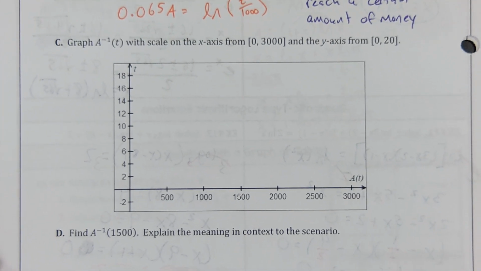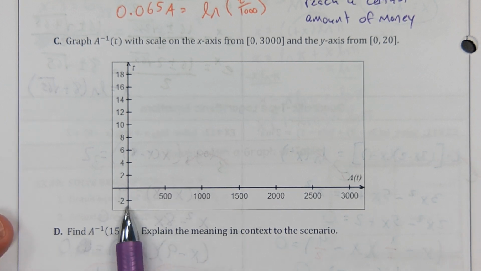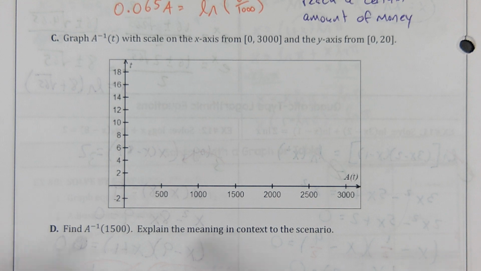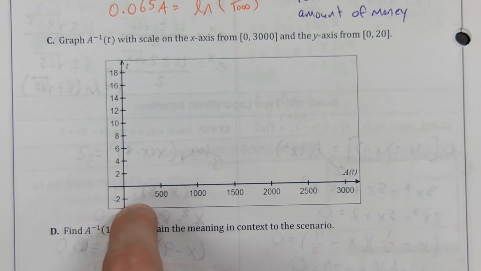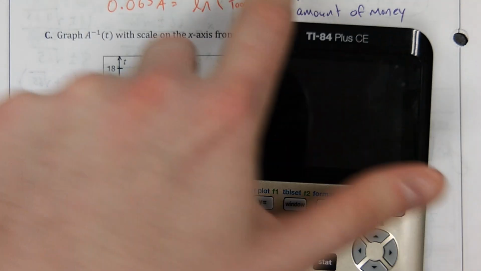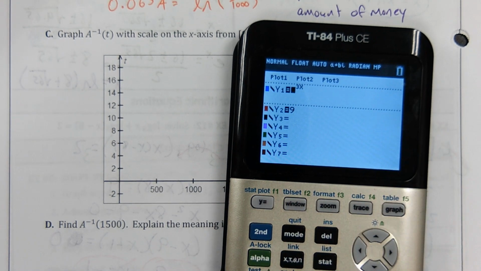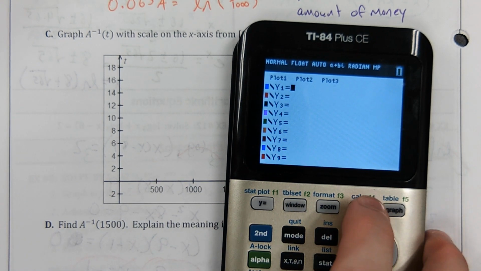So A inverse. Well, here's what we know. It's logarithmic, right? And since the numbers are so grody, we can use our graphing calculator. We are on a scale from 0 to 3,000, and my y values are from 0 to 18. Looks like we're counting by twos. Y equals, I got graphs in here. Let's clear those out.